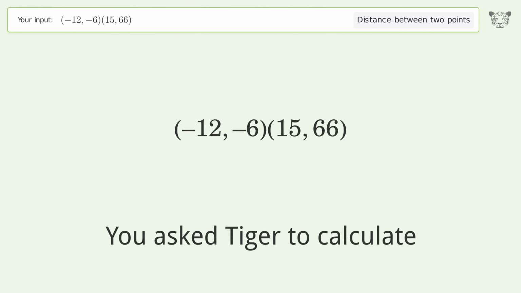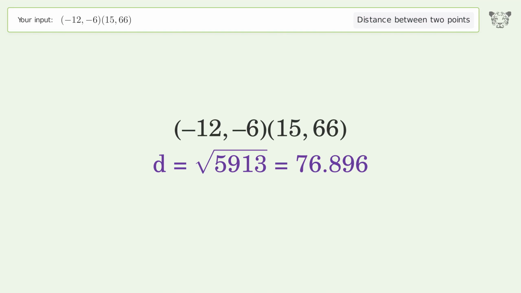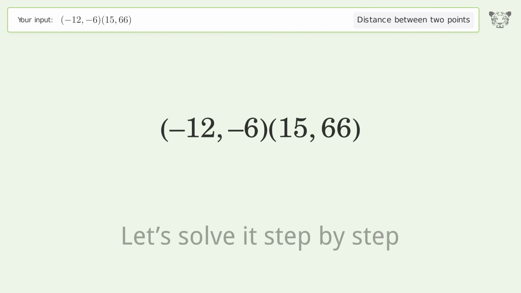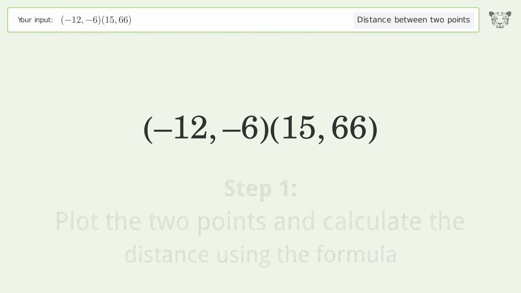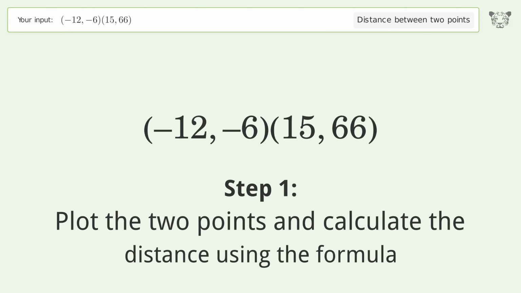You ask Tiger to calculate. This deals with the distance between 2 points. The distance between the 2 points is the square root of 5,913, or 76.896. Let's solve it step by step. Plot the 2 points and calculate the distance using the formula.